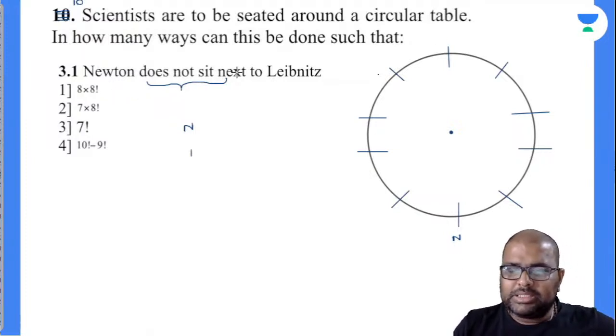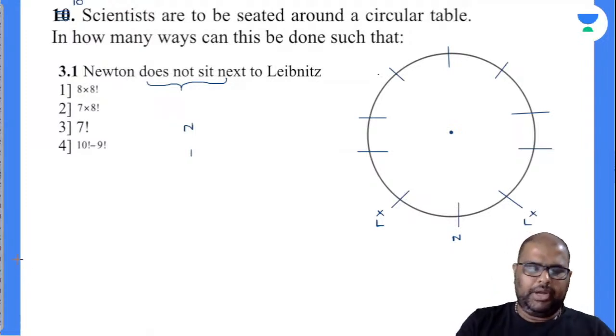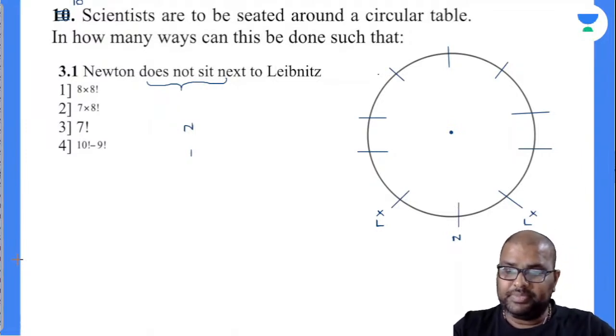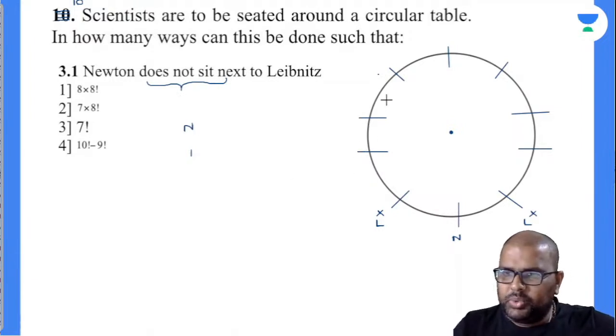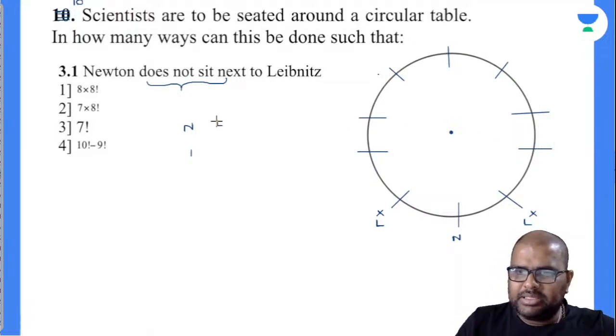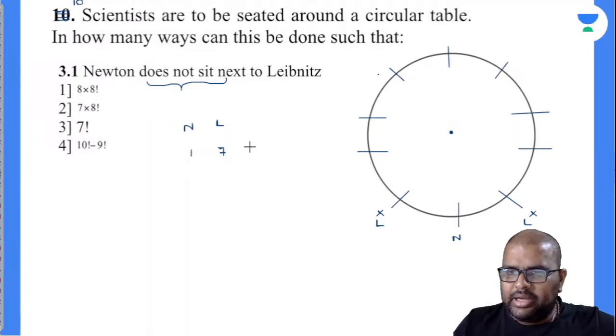Newton does not sit next to Leibniz, so Leibniz must not sit here. Am I right or wrong? Yes, perfectly. Are you getting my point? Now, how many positions are vacant for Leibniz? Can anybody say? 1, 2, 3, 4, 5, 6, 7. Only 7 positions are vacant for Leibniz. Now automatically how many persons are left over? 8 persons are left over, and those 8 persons can be arranged in 8 factorial ways.